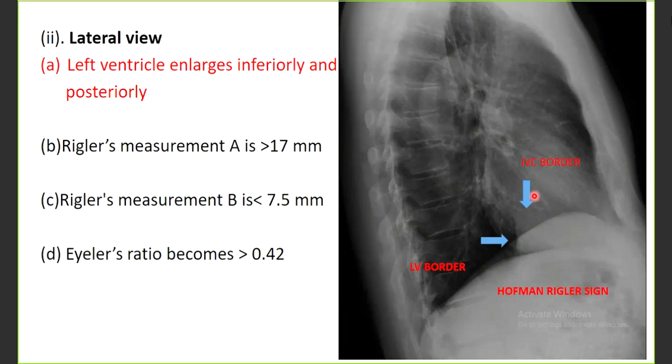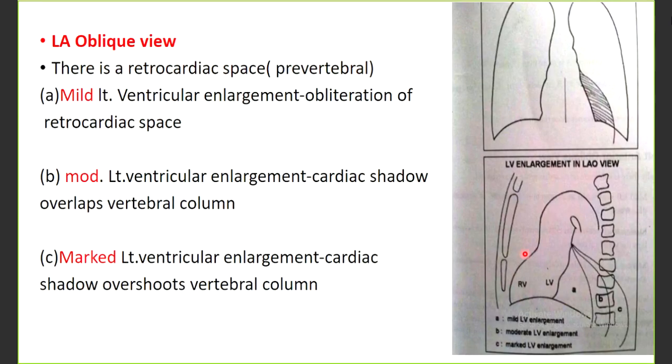Now on lateral view, as we have already discussed, the left ventricle will enlarge more and more posteriorly and more inferiorly. And if you are exactly measuring, there will be values that are abnormal in both Rigler's measurement and Eyler's ratio.